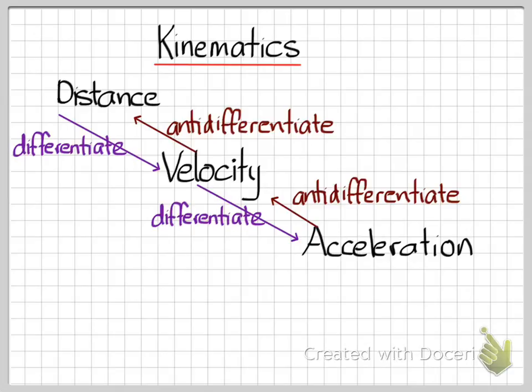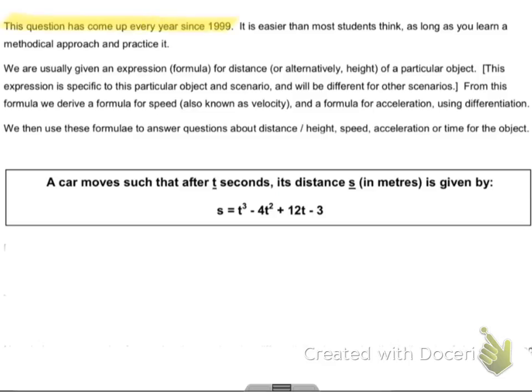Now we're going to have a look at a particular question. This comes from notes off a computer website, and the question has come up every year since 1999 about distance, velocity, time. It is much easier than most students think, and I agree with that statement. We're usually given an expression for a particular object, and we either need to differentiate it or anti-differentiate it and work out the acceleration or velocity for this object.